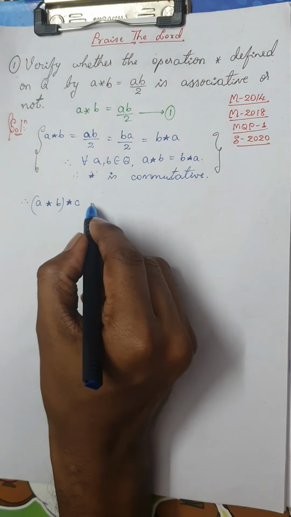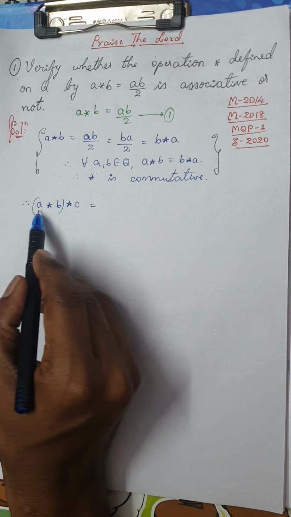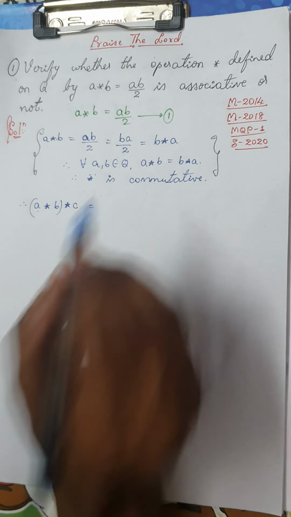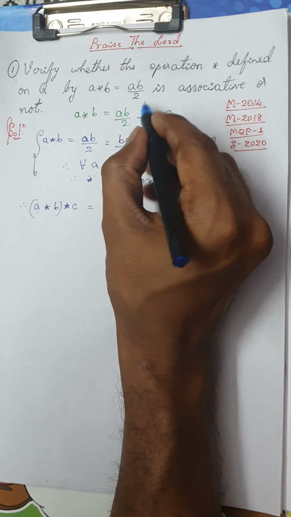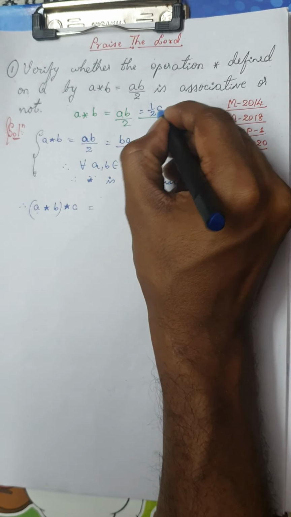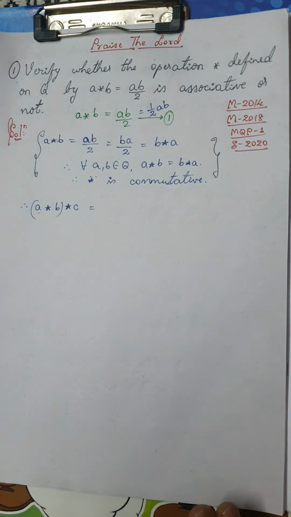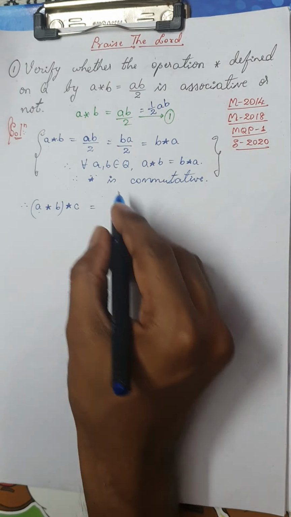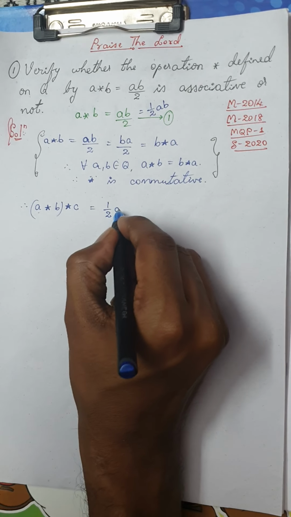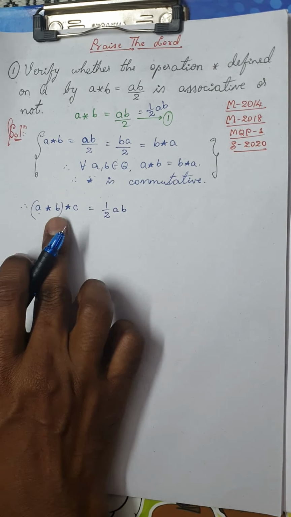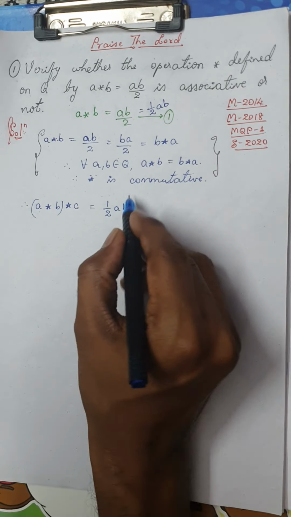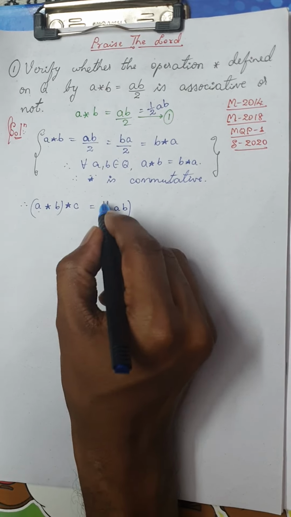So A star B star C is nothing but, now look at how A star B is defined. I will write this a little differently. Your AB by 2 can be written as half into A into B. I'll tell you why I am writing this. So AB by 2 is nothing but half times first element into second element. Are you following? The binary operation is defined as half into first element into second element. So A star B is ready.